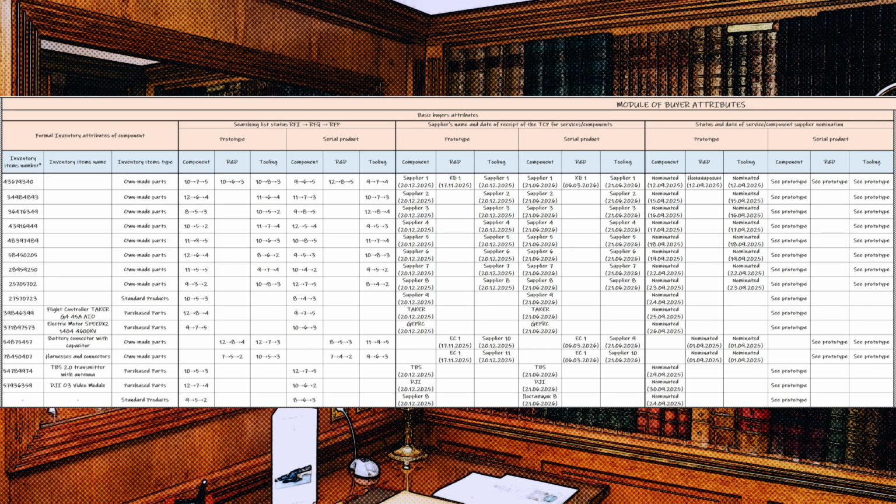Let's look at the listed sub-blocks in more detail. The formal inventory attributes of component sub-block contains three columns: inventory items number, inventory items name, and inventory items type. The inventory numbers used in the procurement management system and mentioned in the formulation of criterion 20 are not required in the BOM at the stage of the pre-project and project design engineering documentation. However, I put them down simply to improve the quality of the BOM visualization in this tutorial.